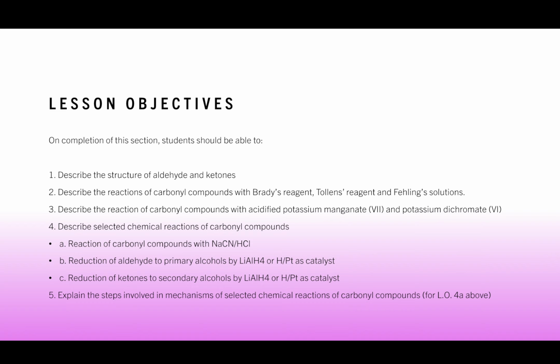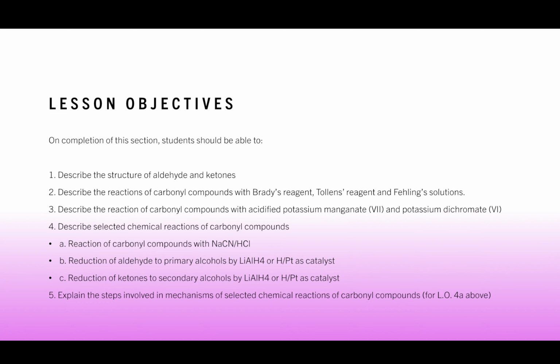And B, reduction of the aldehyde to primary alcohols by lithium aluminium hydride complexes or platinum catalysts, right? And the reduction of ketones to secondary alcohols using the same LiAlH4, right, with platinum catalysts. The last thing you should be able to do is to explain the steps involved in the mechanisms of selected chemical reactions of carbonyl compounds. It's really what's happening there in 4A, right? So the reaction of carbonyl compounds with sodium cyanide, all right? So that's basically nucleophilic addition mechanism.